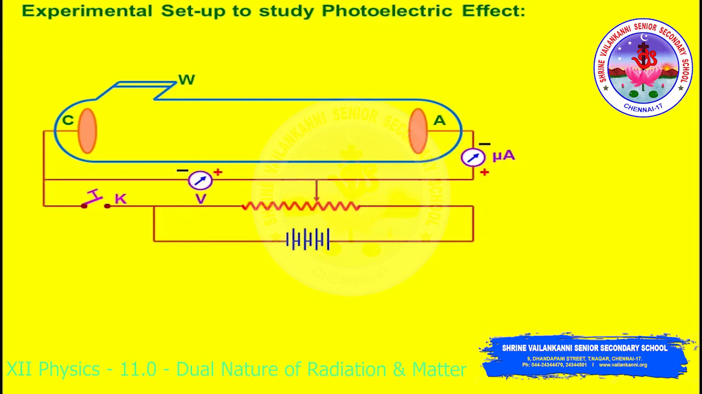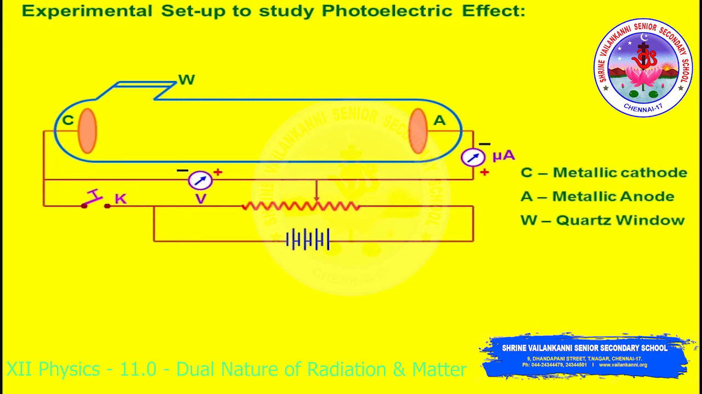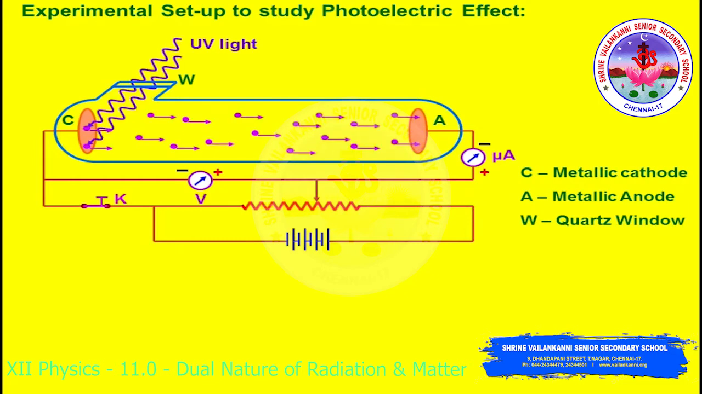Now when monochromatic radiation of sufficiently high energy falls on plate C, the electrons are emitted and collected by the plate A. So the current, which is called photoelectric current, flows in the outer circuit, which is measured by the microammeter mu A. So monochromatic radiation falls on plate C, the electrons are collected by A, and the current that flows we call photoelectric current. Got it, children?